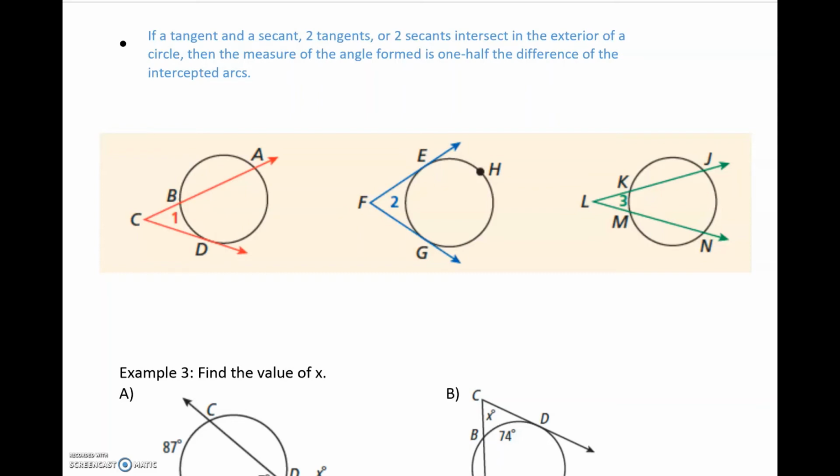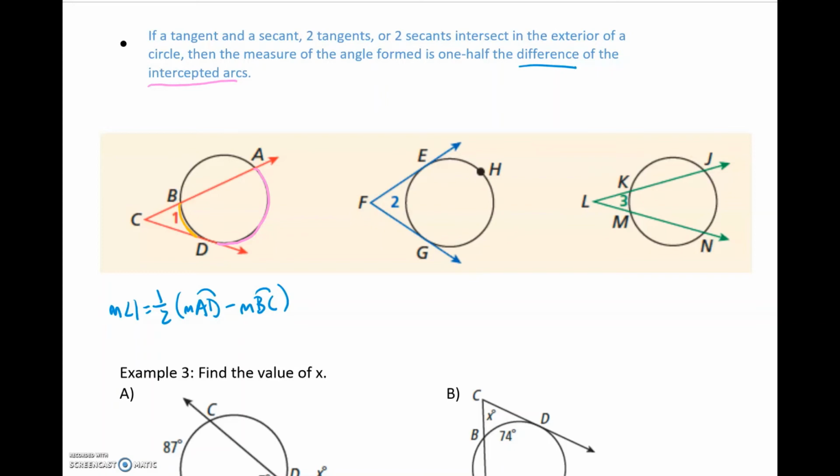So when we're talking about the intercepted arcs, what we're looking at are the arcs that are inside the angle. So if you look at this very first angle, angle 1, we have two intercepted arcs. One is AD, because you can see that's the outer arc, right? And then the other arc here is going to be BD. So if I were to look for the measure of angle 1, it's equal to 1/2 the difference of arc AD and BD. We want to go bigger to smaller, outside minus inside. So that's what we mean by looking for the difference of the intercepted arcs, okay?